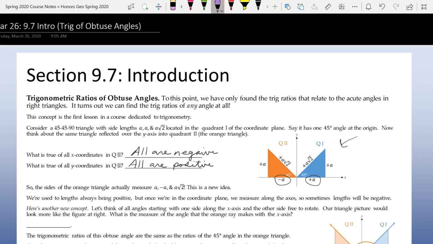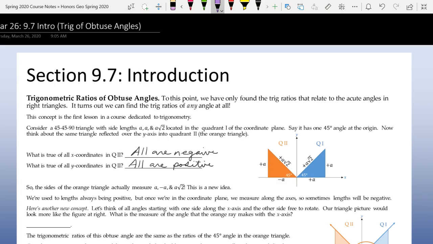So where we had negative a units for this horizontal side, we still have positive a units for the vertical side. This is a completely new idea for us. We've only ever dealt with lengths having positive value, but once we start to put things into the coordinate plane, we have negative x values, we have positive x values, and negative and positive y values. So we can start to talk about what it means to have negative distance.